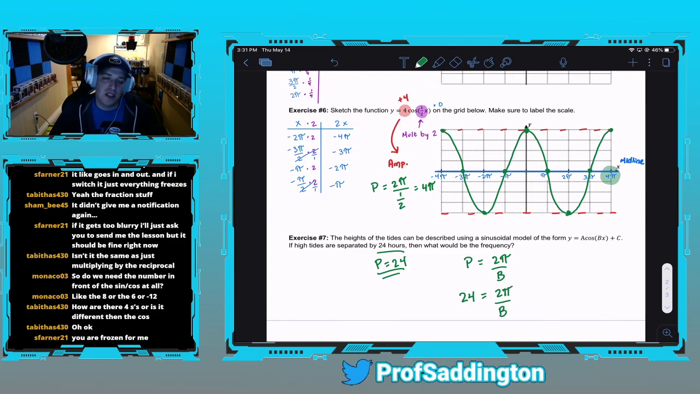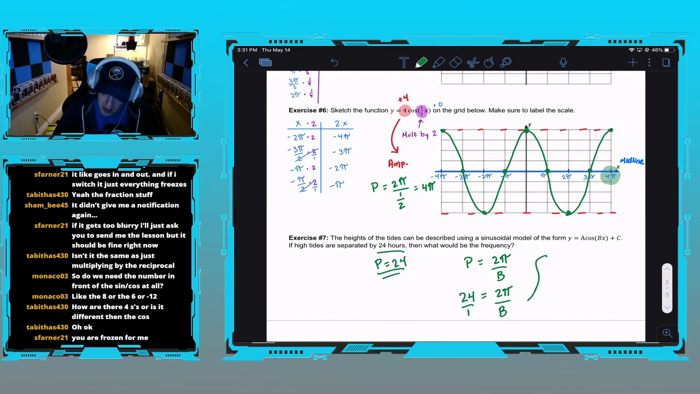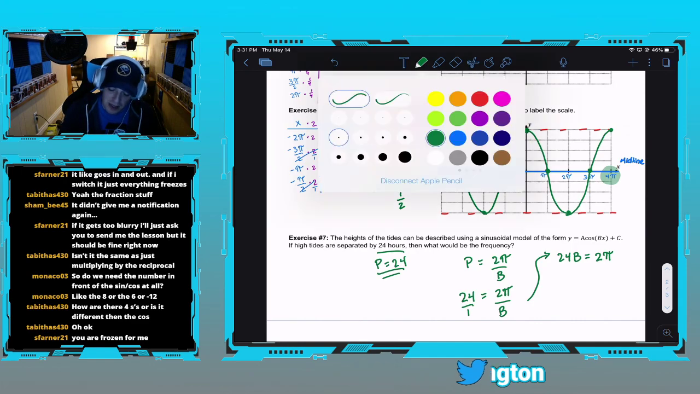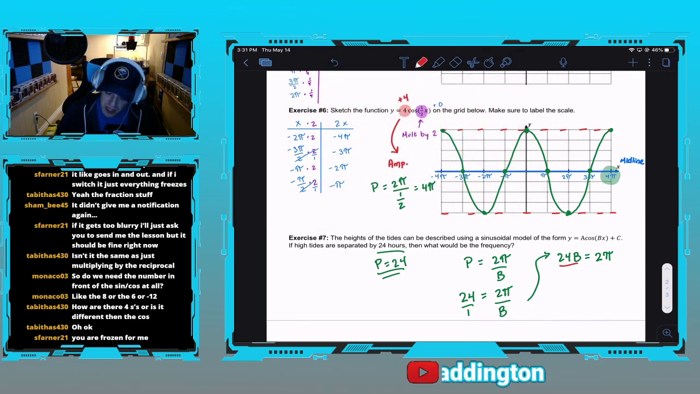And now if I'm asking you guys to go backwards and find the frequency, you just cross multiply, because we're trying to get that b all by itself. So if you cross multiply, this would be 24b is equal to 2 pi. And now I have to get the b all by itself. So what I'm going to do is divide both sides by 24. And we'll have b is equal to, it looks like it'll be pi over 12.